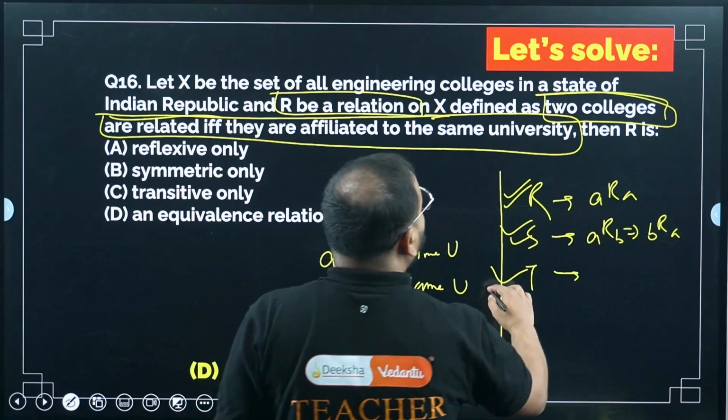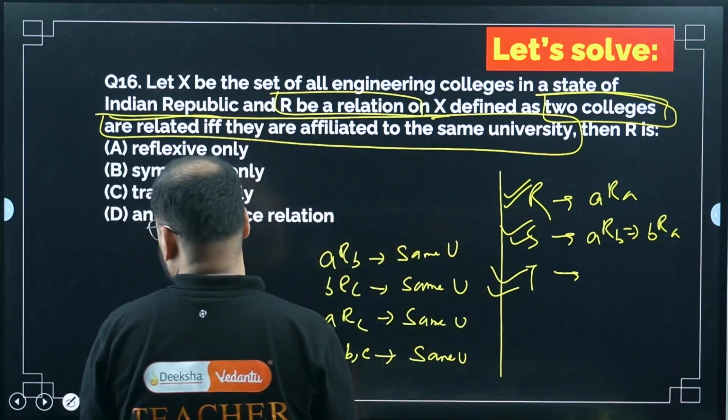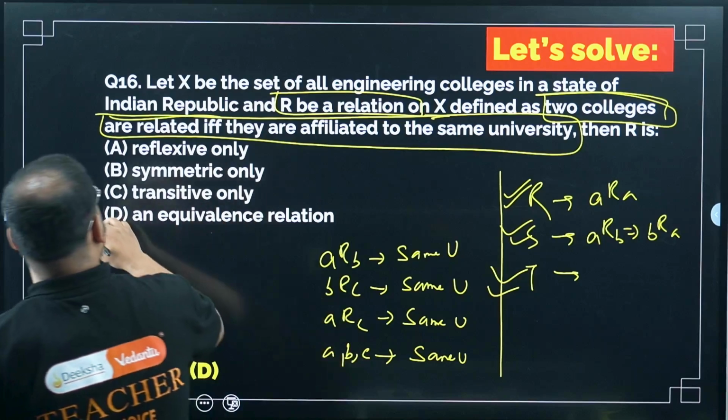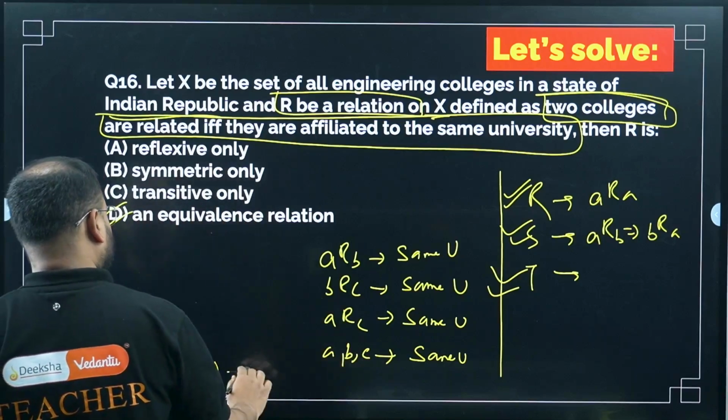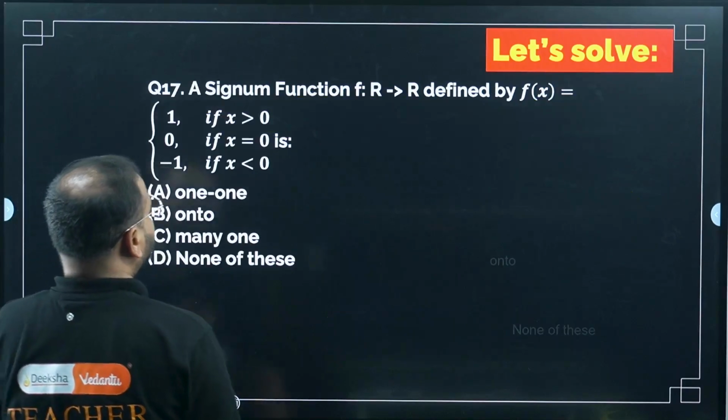If a relation is reflexive, symmetric and transitive, we call it an equivalence relation, sir. So option D is correct. Moving on. 17th question.